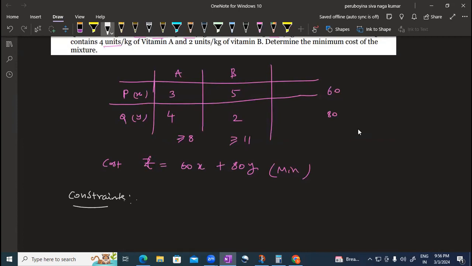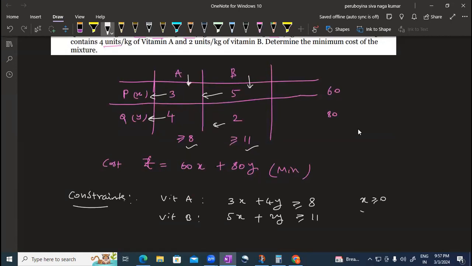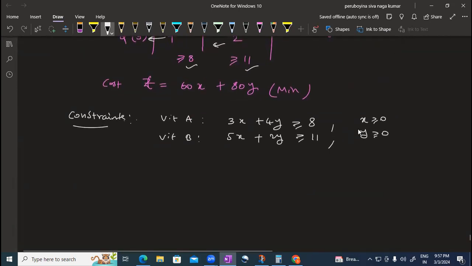So first we will multiply the values. For vitamin A, the constraint is 3x plus 4y greater than or equal to 8. And the vitamin B constraint is 5x plus 2y greater than or equal to 11. Food must be taken, so x greater than or equal to 0, y greater than or equal to 0. These are the constraints of this data.